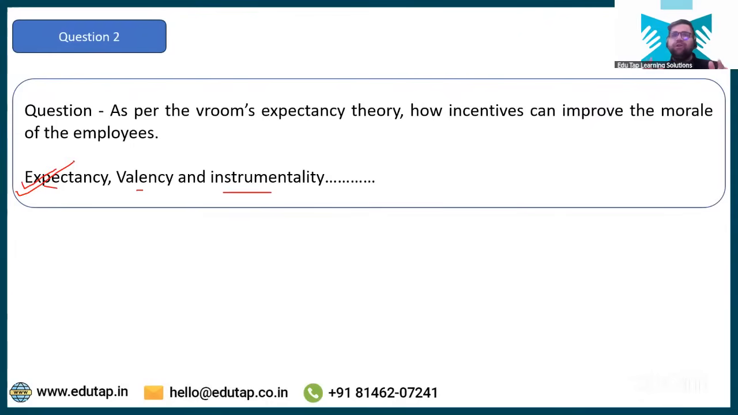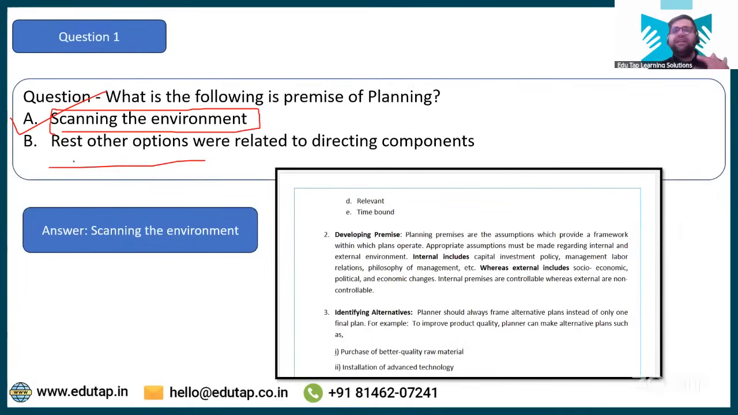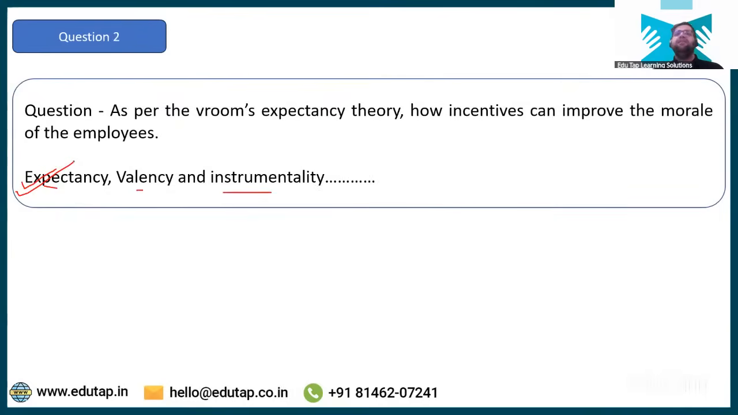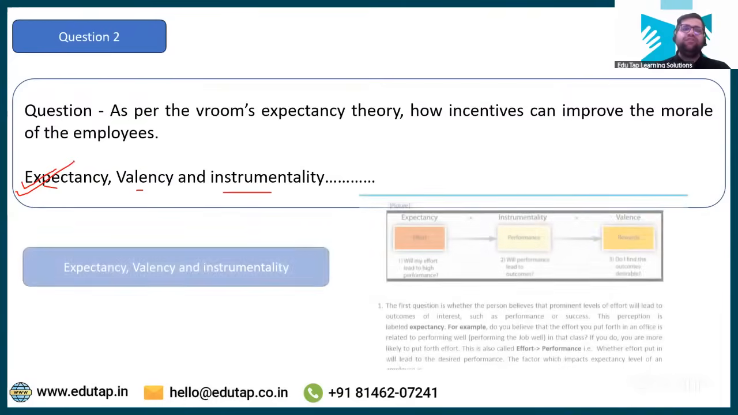Because the core theme you will see is that Victor Vroom's expectancy theory is built on expectancy, valency and instrumentality only. Right. So for the first two questions I am literally saying to you that it was very, very tough to get the exact question, but it was based around this particular theme only. In the first question they were asking regarding the premises of planning, something like that, and scanning of the environment looks correct to me. 80% confirmation, yes, it looks correct to me. And in the second question for Victor Vroom, the statement with expectancy, valency and instrumentality seems right. Next question, let's move ahead.